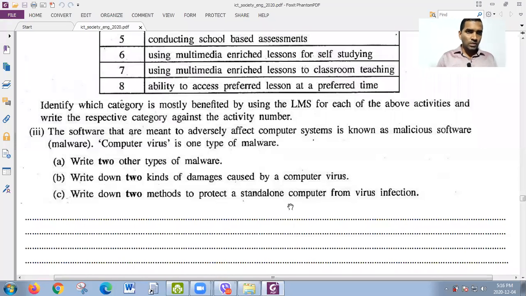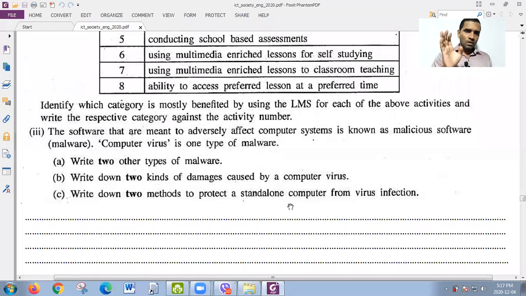One is, internet is not there, right? So don't worry about internet because if it is a standalone computer, internet is not there, right? So now you have to think in a different way. So you have a standalone computer. It may have less possibility for virus attack or malware attack, but still there is a possibility. So how can we protect that?